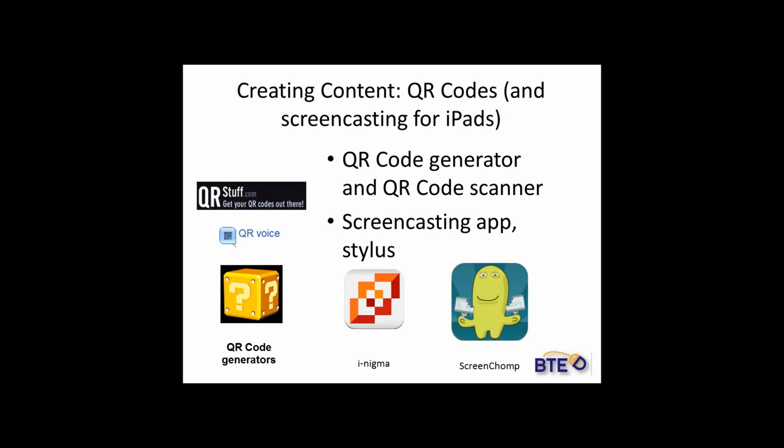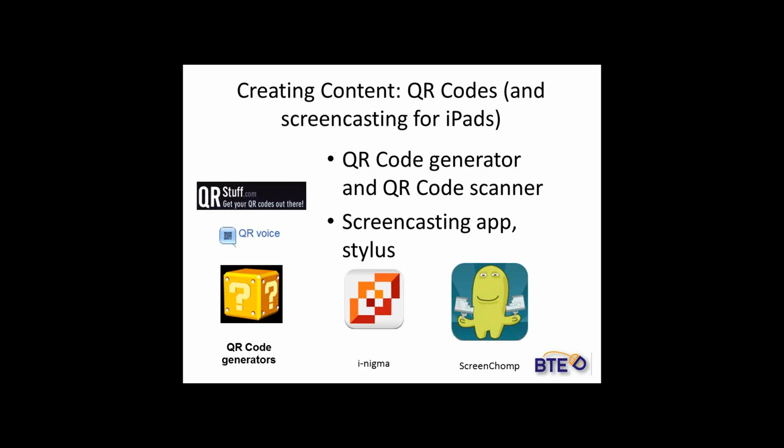You need a generator that usually is used on a laptop to make the original QR code. And then you need to have a QR code scanner on your portable device. And iNigma is the scanner that I recommend because it is cross-platform and it's very stable and reliable. And I've found of all the different QR code scanners I've tried using with kids, they enjoy the most success with iNigma.